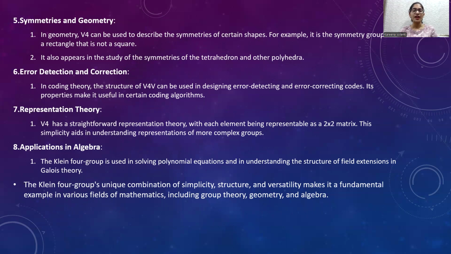Representation theory. V4 has a straightforward representation theory, with each element being representable as a 2 by 2 matrix. This simplicity aids in understanding representations of more complex groups. Applications in algebra. The Klein 4 group is used in solving polynomial equations and in understanding the structure of field extensions in Galois theory. The Klein 4 group's unique combination of simplicity, structure, and versatility makes it a fundamental example in various fields of maths, including group theory, geometry, and algebra.